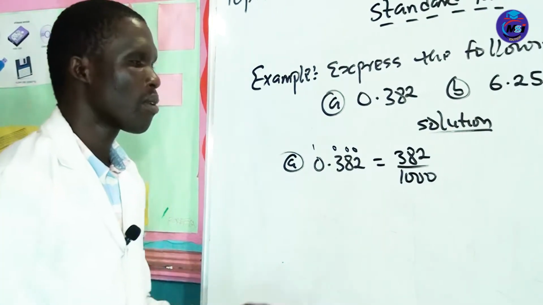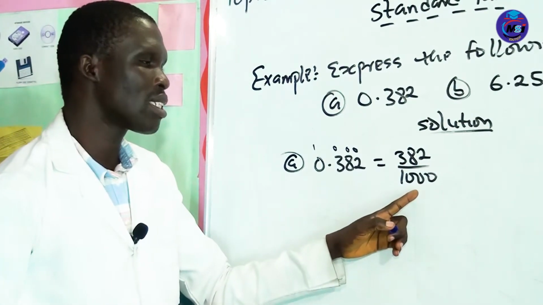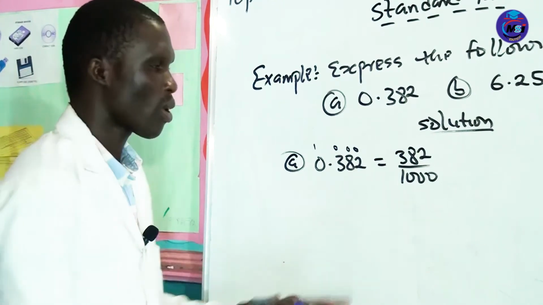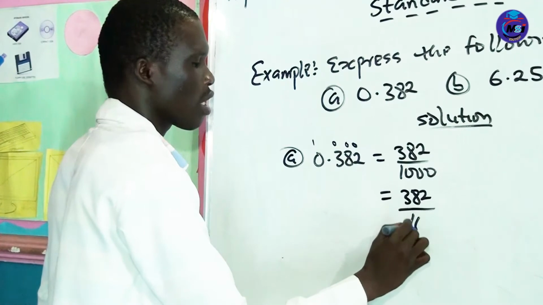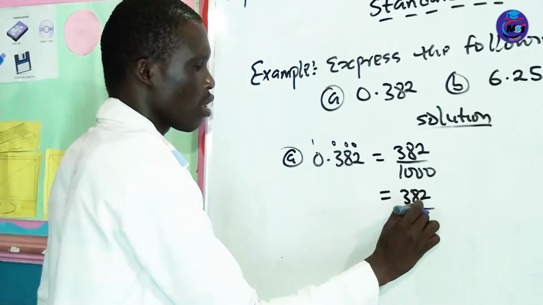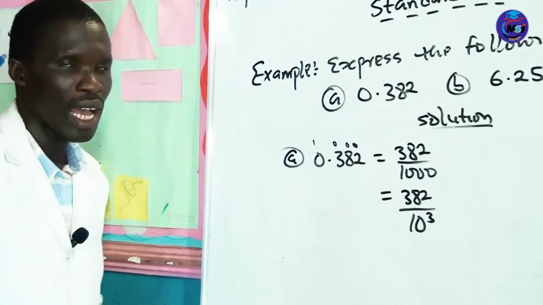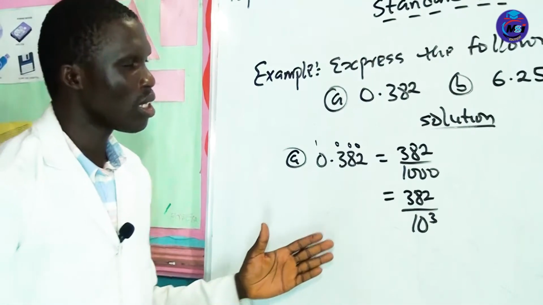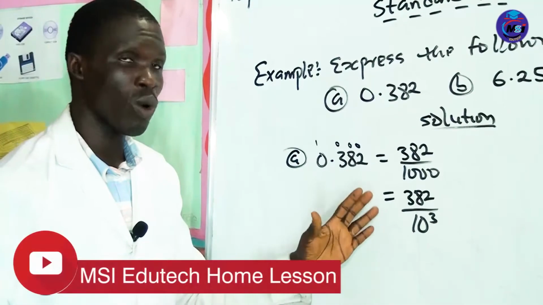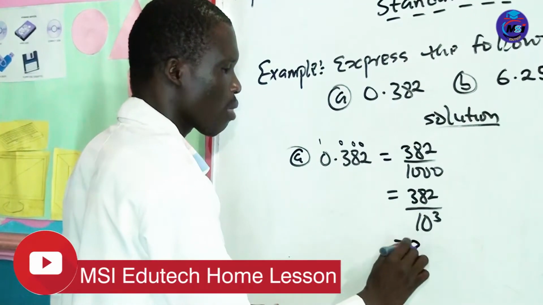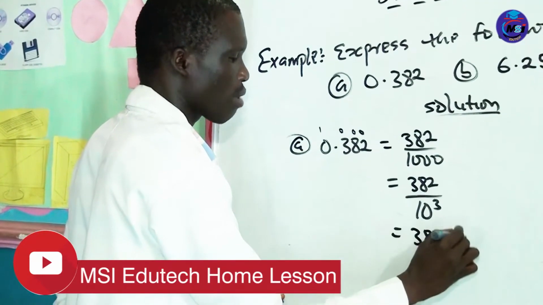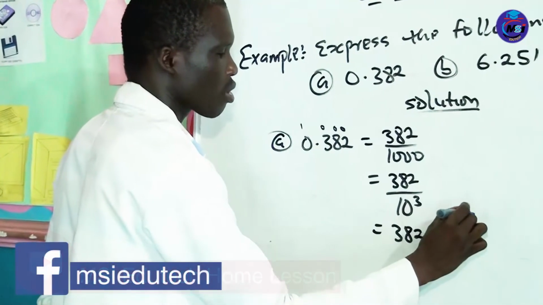Okay, now this 1000 can be written in standard form. This will give us 382 divided by 10 raised to the power 3, since 1, 2, 3 zeros. Now the law of indices will have to come in here. So when you apply the law of indices, we have 382 times 10 raised to the power minus 3.